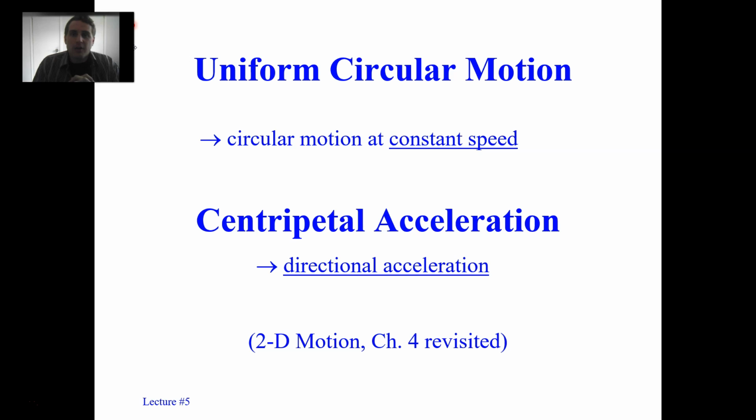I would like now to discuss uniform circular motion and centripetal acceleration. Uniform circular motion is circular motion at a constant speed, and centripetal acceleration, which is directional acceleration. And this is all going to be two-dimensional motion in terms of kinematics and vectors.